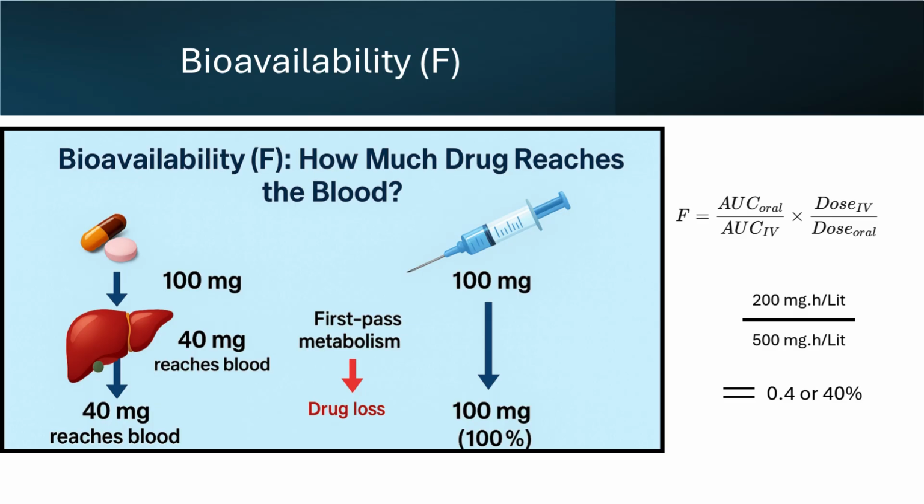Let's say we administer an equal amount of dose orally and intravenously. The area under the curve after the oral dose is 200 milligrams times hours per liter, and after the intravenous dose, the area under the curve is 500 milligrams times hours per liter. When we plug these numbers into the formula, we get the answer of 0.4 or 40%.